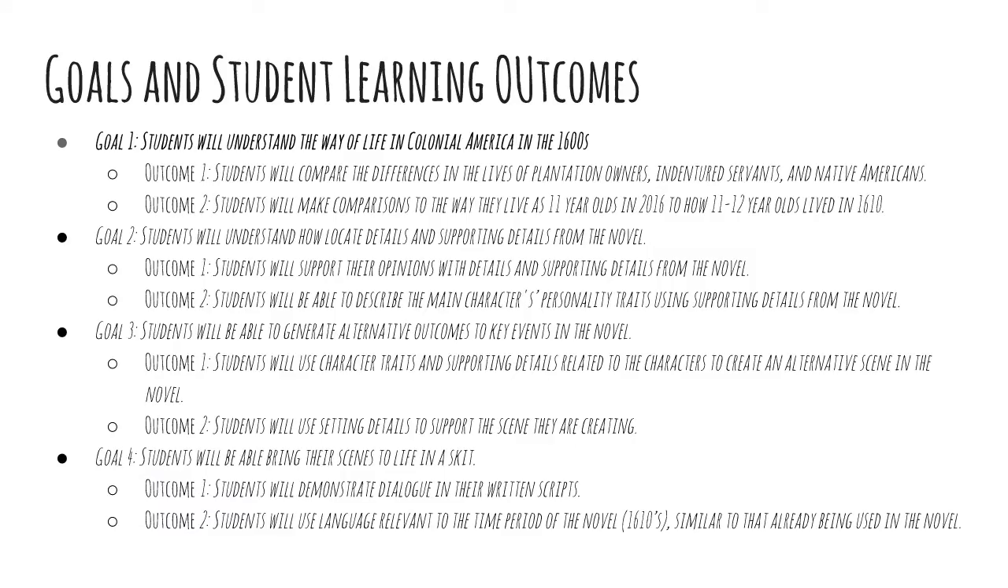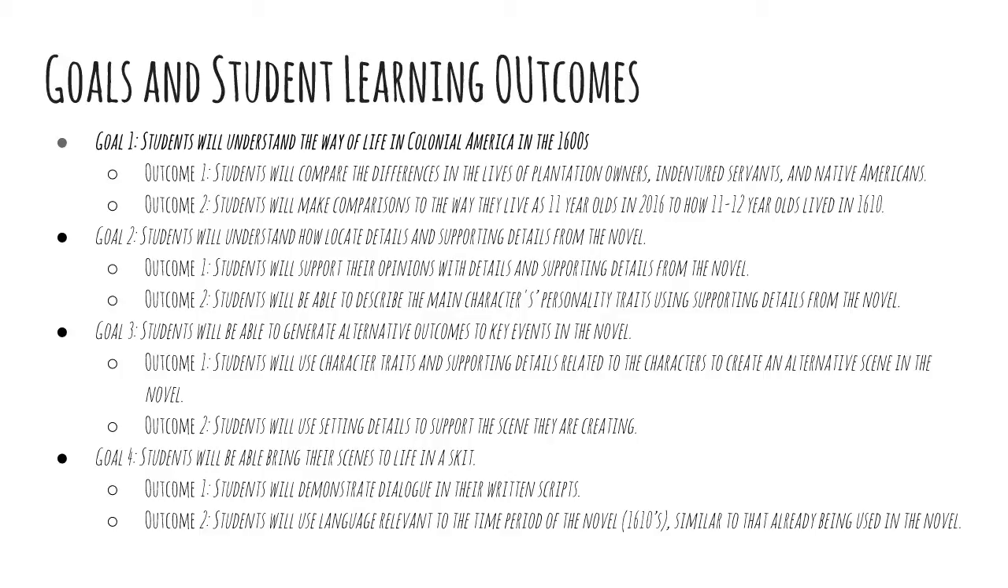I have four student goals and learning outcomes that I want students to achieve during this unit. The first goal is that students will understand the way of life of colonial America in the 1600s. I would like students to compare the differences in their lives compared to the lives of the plantation owners, indentured servants, or Native Americans at the time. Students will also compare the way that an 11-year-old lives presently to how an 11 or 12-year-old lived their life in the year 1610.